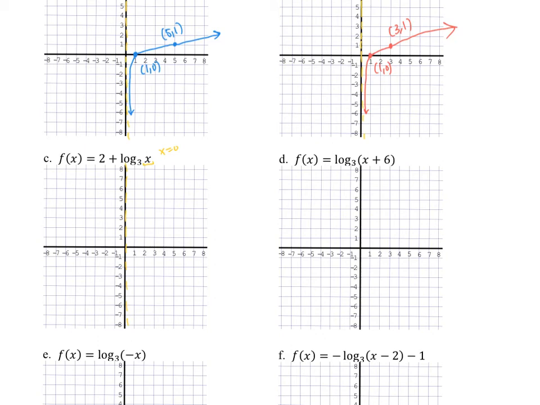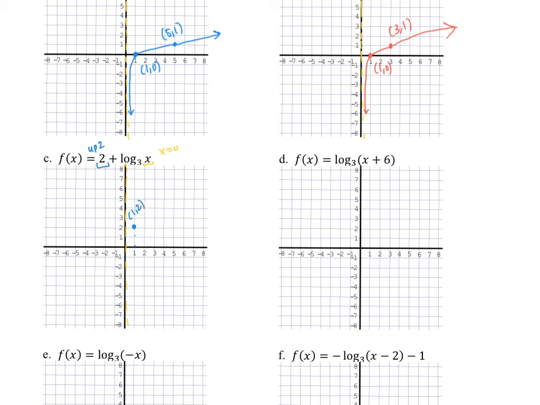Then I'm going to consider my easiest points. If I plug in 1, log base 3 of 1 is 0. So if I was at 1, 0, normally that would be great, but now it's going to go up 2 more spaces. So instead of being at 1, 0, if I move up 2, now I'm at 1, 2.